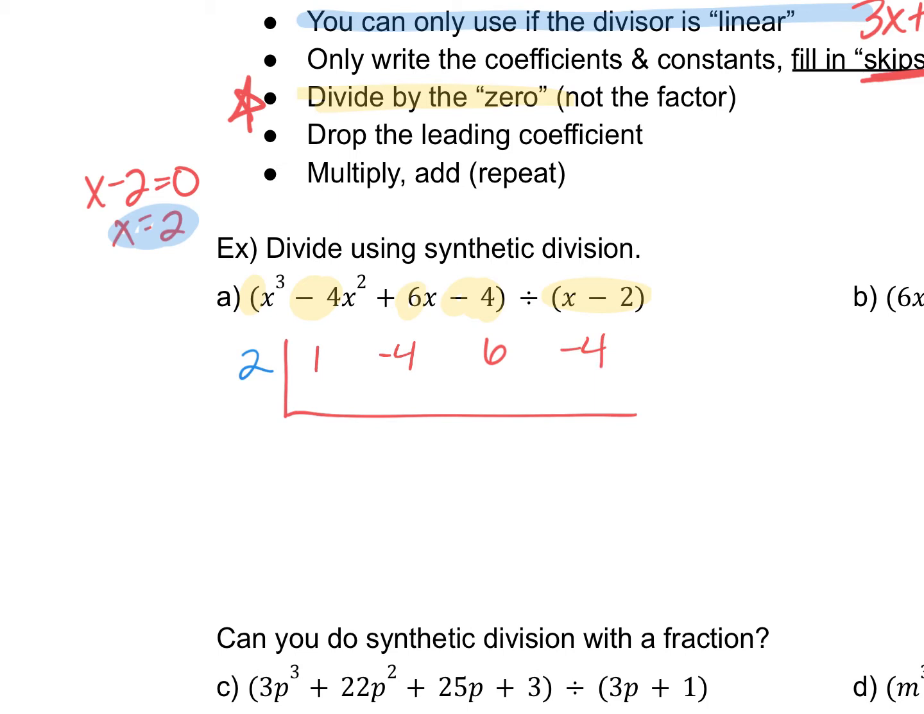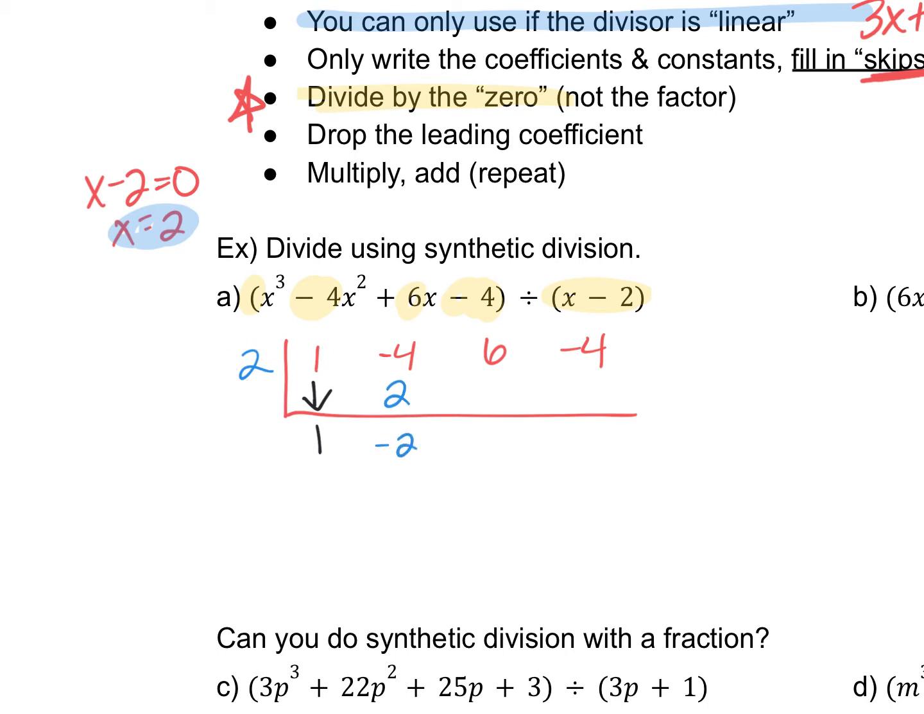All right. First thing you do is drop the first term straight down. So we have a 1. Now, you multiply the 2 times that number, 1, and whatever you get, you write it in this spot right here. So that's going to give you a 2. And then you add going straight down. So -4 plus 2 gives you -2.